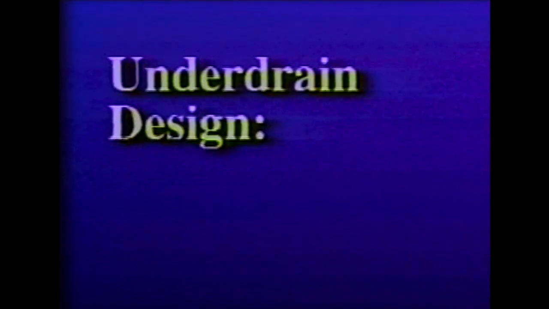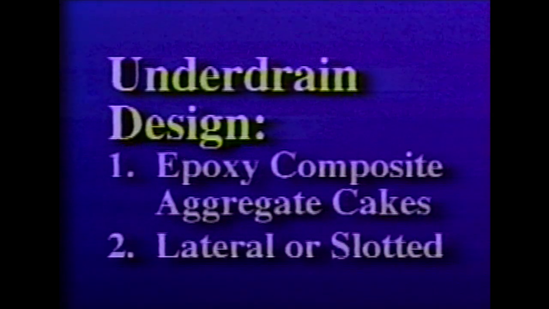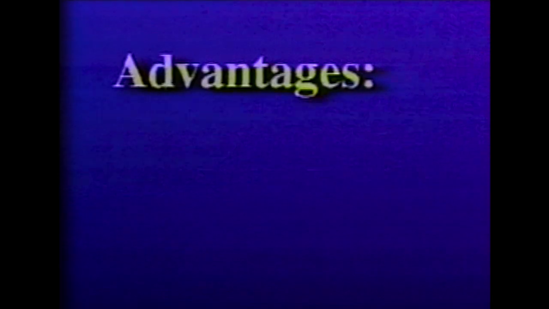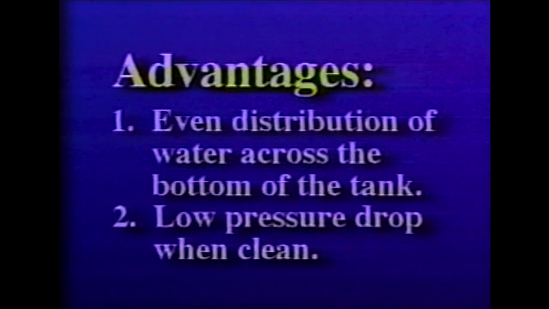Manufacturers have two primary underdrain designs: epoxy composite aggregate cakes and lateral or slotted underdrains. Within each design are various shaped materials and sizes. Epoxy composite aggregate cakes are poured into the bottom of the tanks. There are advantages and disadvantages to this type of underdrain. The advantages are even distribution of water across the bottom of the tank and a low pressure drop when clean.